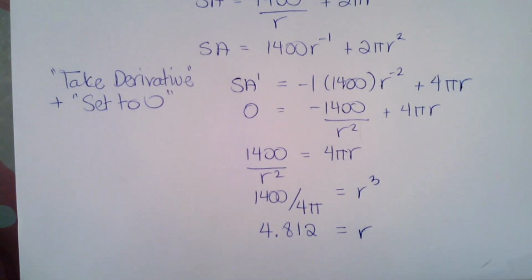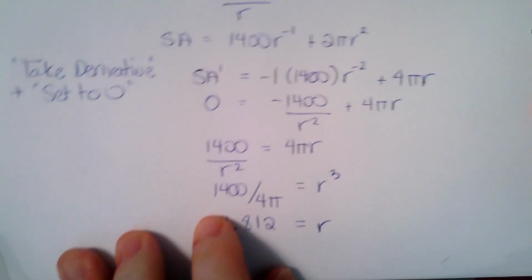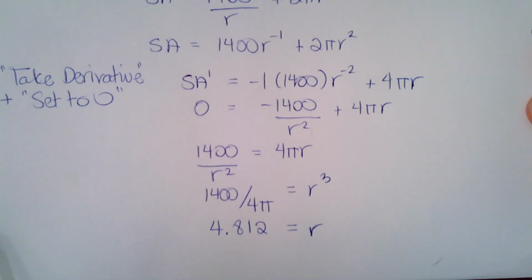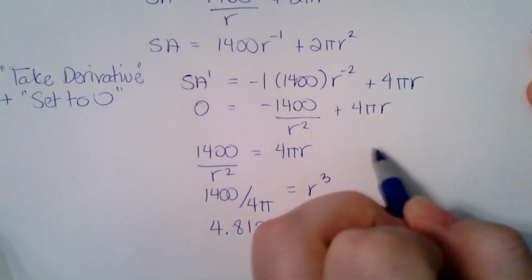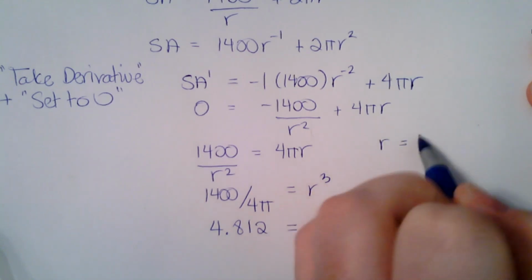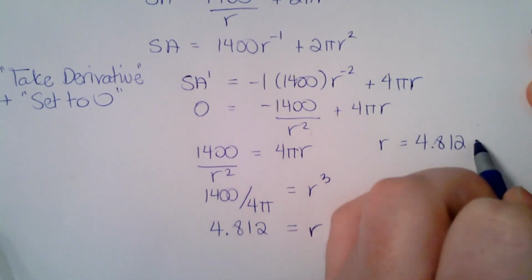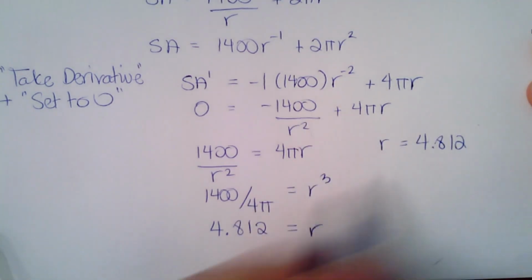Alright, so this is the radius that would minimize the surface area. Okay, so that is one dimension. Now it asked me to find the dimensions of this cylindrical tank. So I know that the r is 4.812. I also want to know the height.